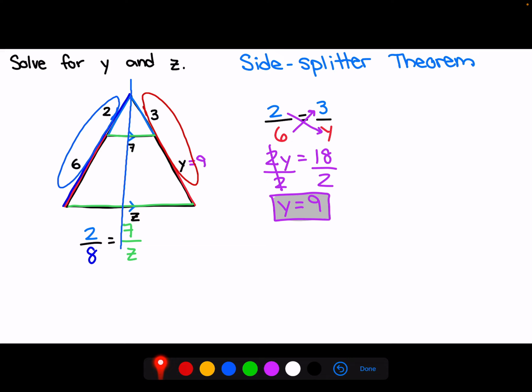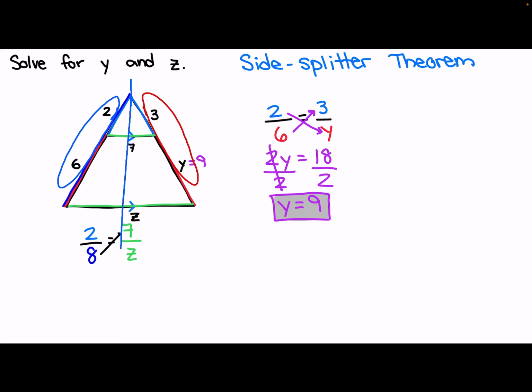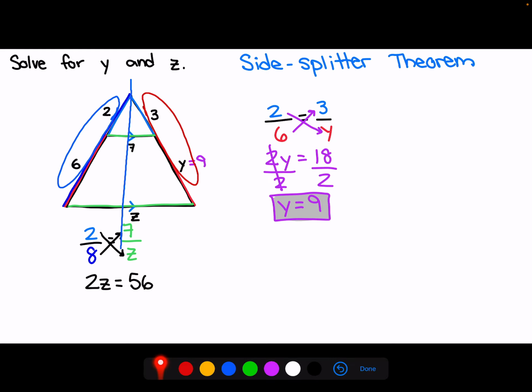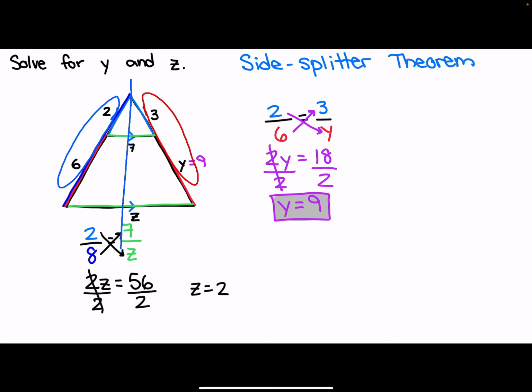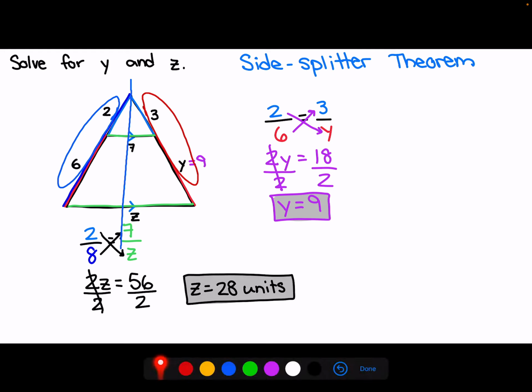From here, we can cross multiply and solve. This will give us 2z equals 56. And dividing both sides by 2, we get z equals 28. That's our final answer. All right, let's go ahead and continue and try out our next theorem. So that's it for the side splitter theorem. Again, if they're on the same side and you have parallel lines, you can split it down the middle to create your proportion.